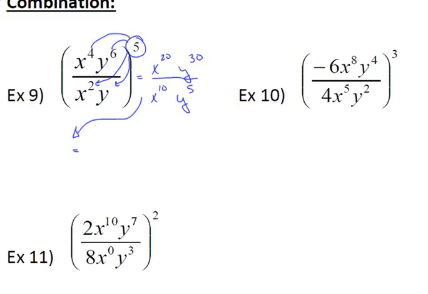My rules for division say that I have to subtract my exponents. So 20 minus 10, and y to the 30 minus 5. So my final answer will be x to the 10th power, y to the 25th power.